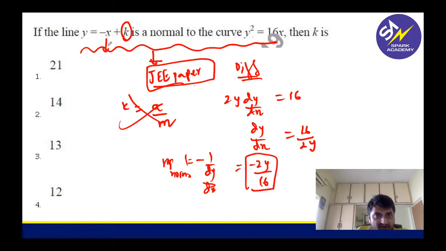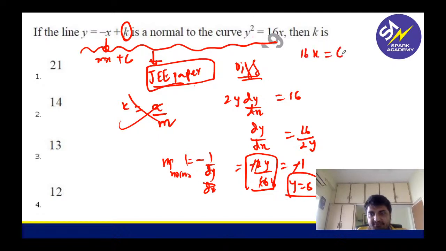But that is given as what? This is like y equal to mx plus c. So that value is what? Minus 1. Minus 1 cancelled. Y value 8 I am getting. So if y value is 8, 16x will be 64. X value will be 4. X also I know, 4.